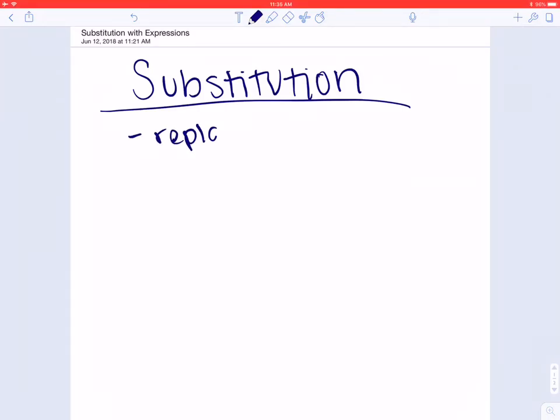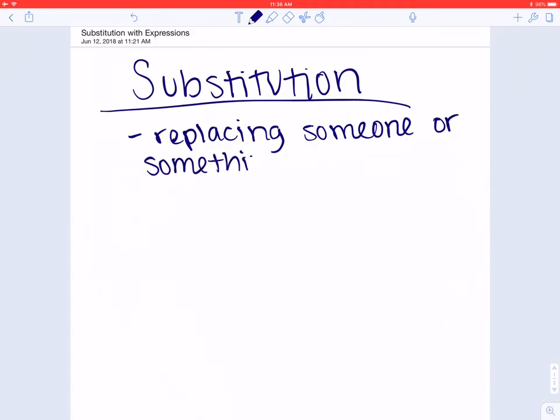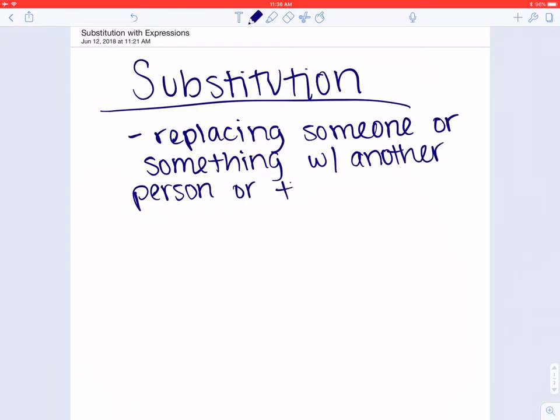Replacing someone or something with another person or thing. So like a substitute teacher replaces the teacher temporarily.